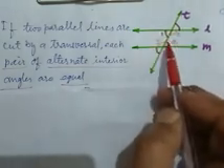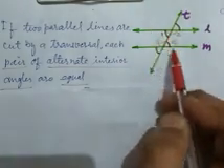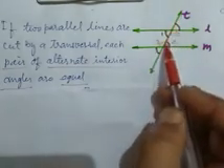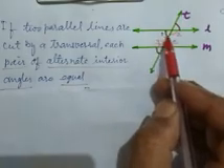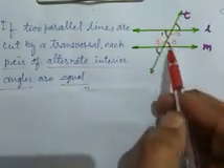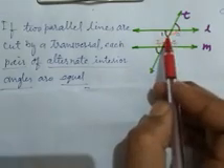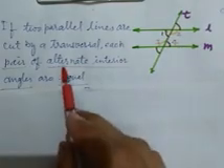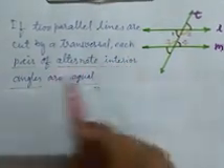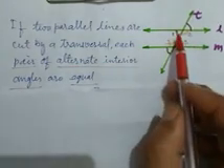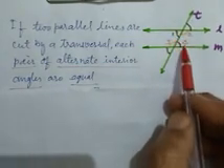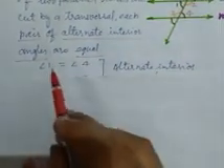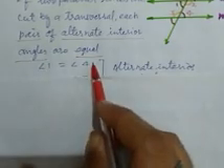1 and 4 are alternate interior angles because they form a Z. They are on opposite sides of this transversal and have a common arm. That's why they are alternate angles and they are interior angles also. That's why they are alternate interior angles. As we are discussing, alternate interior angles are equal. So angle 1 equals angle 4. So we receive the information angle 1 equals angle 4.